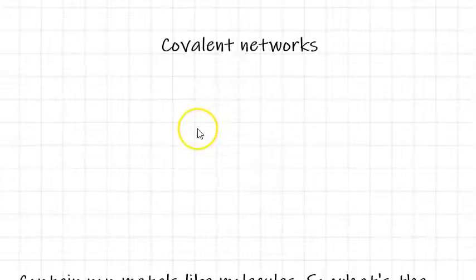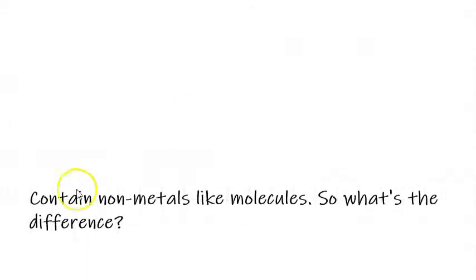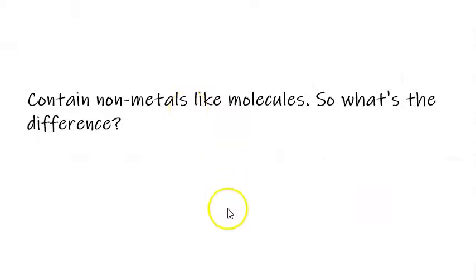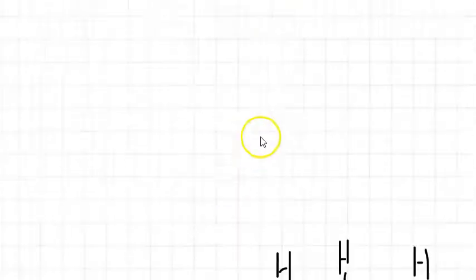So what are covalent networks? Well, covalent networks contain non-metals, just like molecules. So what would be the difference between molecules and a covalent network then? We'll have a look at two examples.